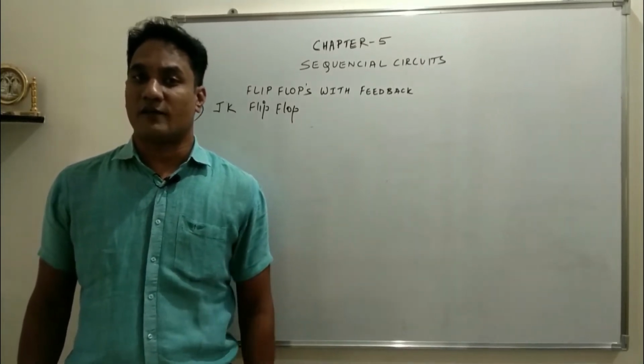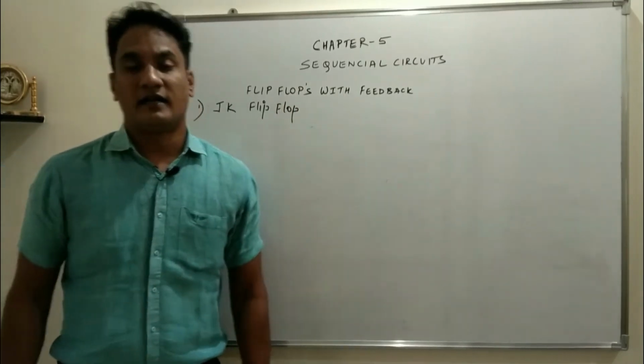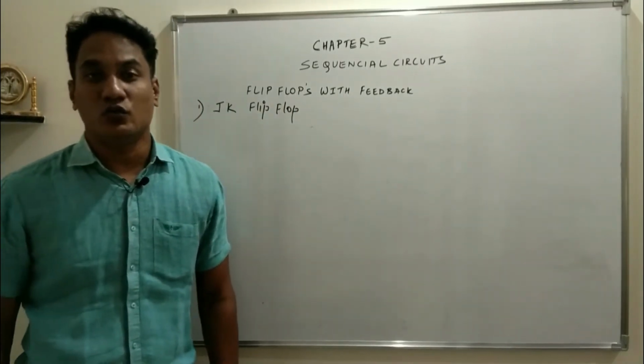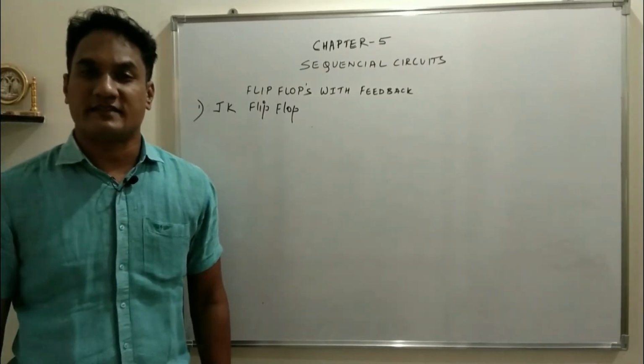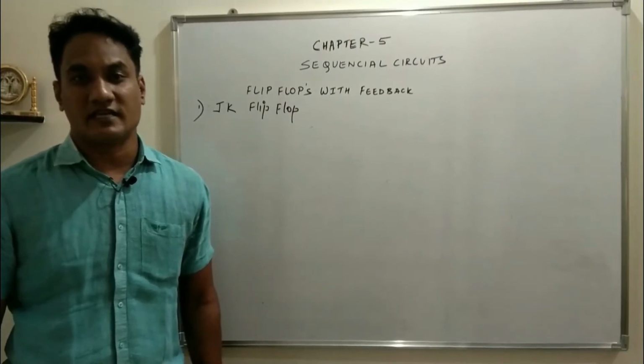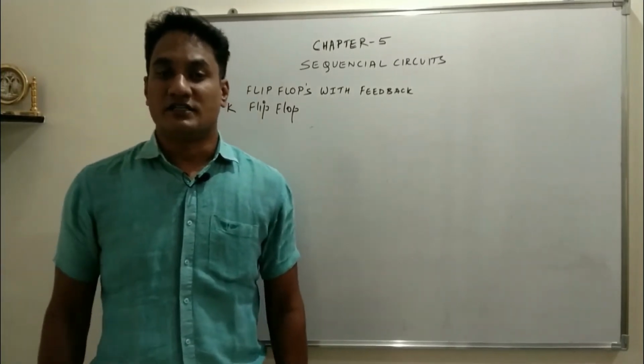type of flip-flops are flip-flops with feedback. Under this heading, we will try to understand two flip-flops. The first one is called as JK flip-flop, and the second one will be JK master slave flip-flop. So let us start with JK flip-flop.